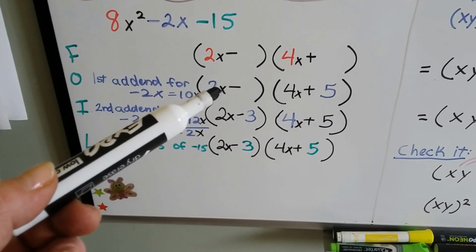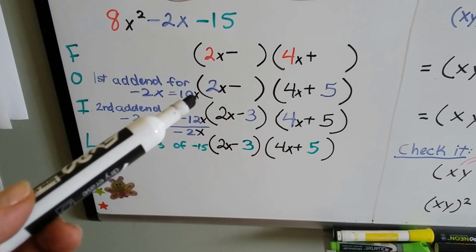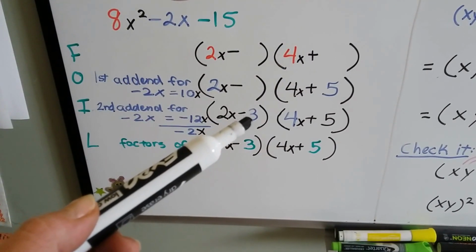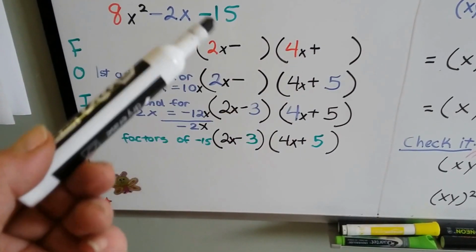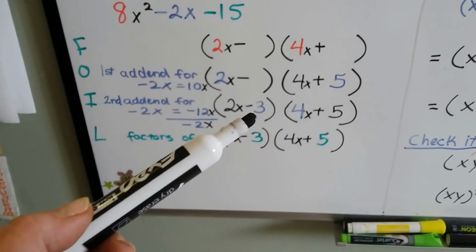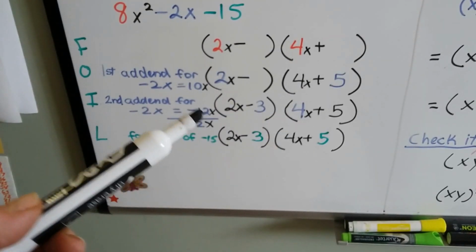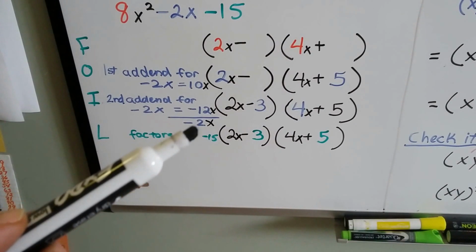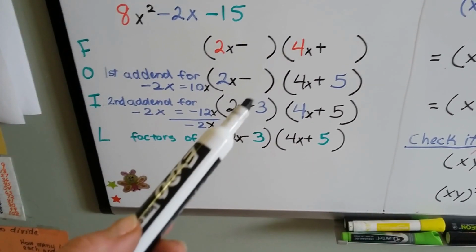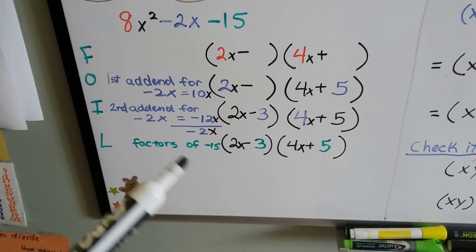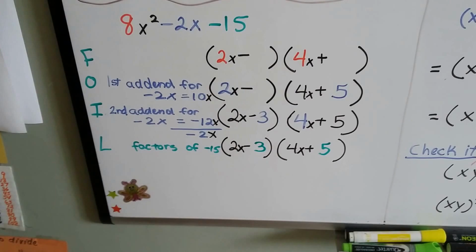We take this 2x and we try the 5, and that gives us a positive 10x. If we put the negative 3 here to get a negative 15, see, negative 3 times positive 5 gives us the negative 15. If we put the negative 3 here, that's going to give us a negative 12. When we add the 10x plus the negative 12, it's going to get us that negative 2x. So we got lucky, see? So the negative goes here and the positive goes there. And then the factors for the negative 15 will end up being the negative 3 times the positive 5.